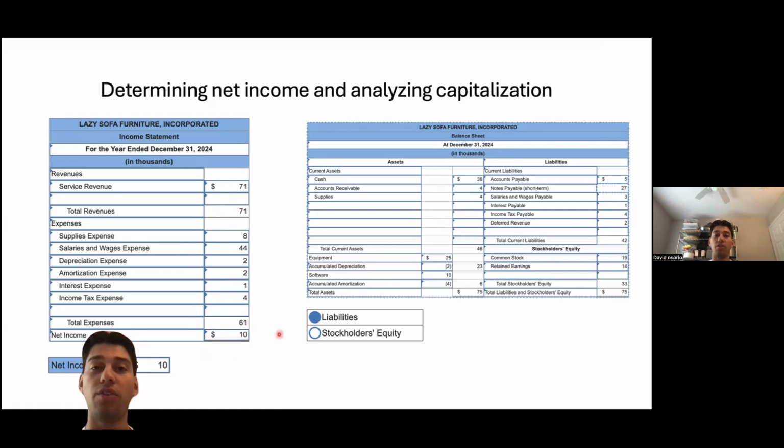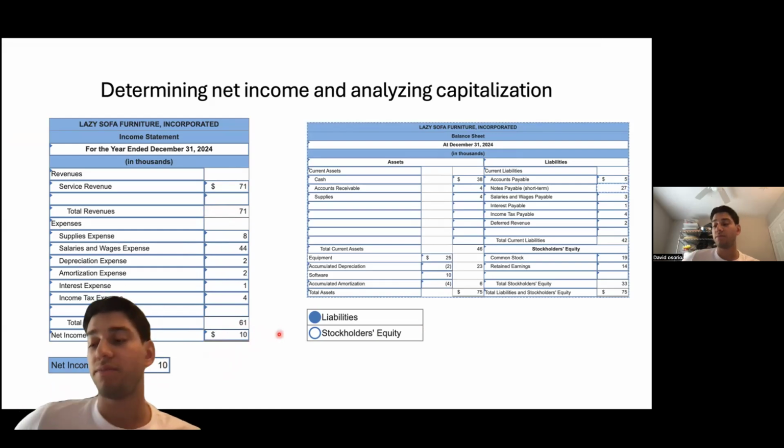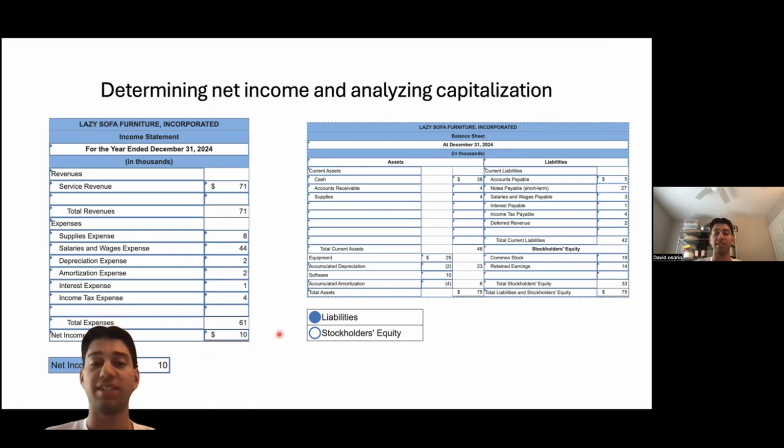And then the problem asks us what the main source of capital for the business is, liabilities or stockholders' equity. We can determine that in the balance sheet by looking at total liabilities and total stockholders' equity. Whichever is greater is where we have most of our capital from.